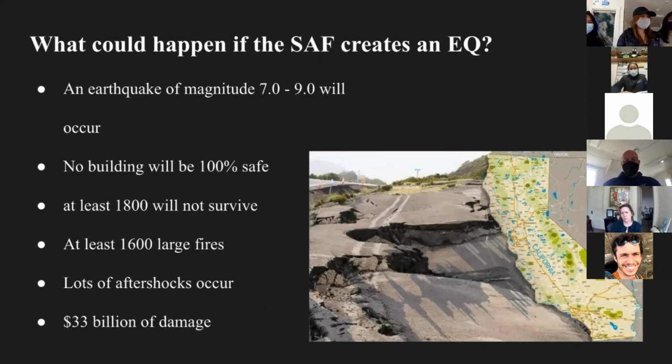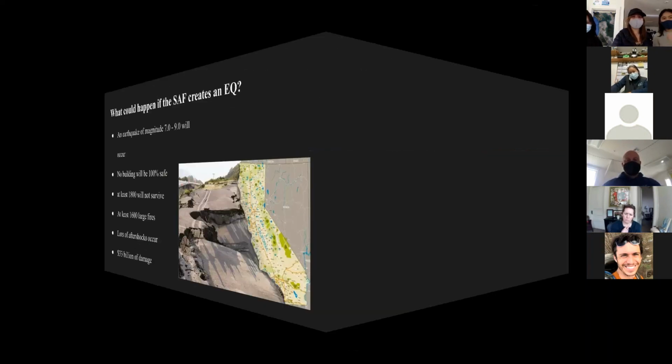What could happen if the San Andreas Fault creates an earthquake? There could be a lot of damage if the San Andreas Fault cracks, such as an earthquake of magnitude 7 to 9 occurring. No building will be 100% safe, 1,800 people will not survive, and there will be 1,600 large fires. Also lots of aftershocks occur, and it costs us $33 billion of damage.